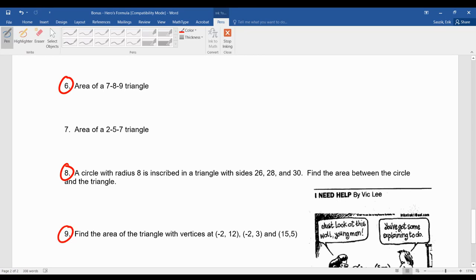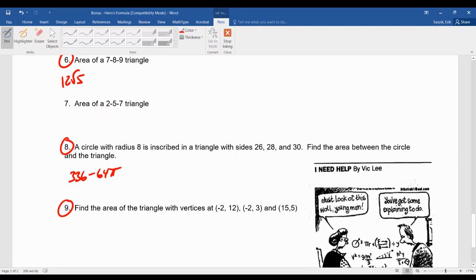The answer here is 12 root 5 for number 6. The answer for number 8 is 336 minus 64 pi. You might want to just do these on a separate sheet of paper so you have a little bit more room. And the answer to number 9 is 153 over 2. Number 9 ends up being much easier than you realize, so think about it for a second before you start just cranking away. All right, so those are the 3 answers for those.